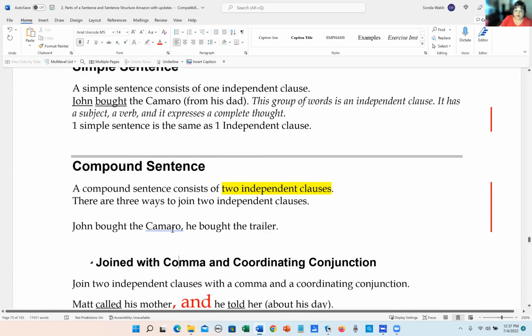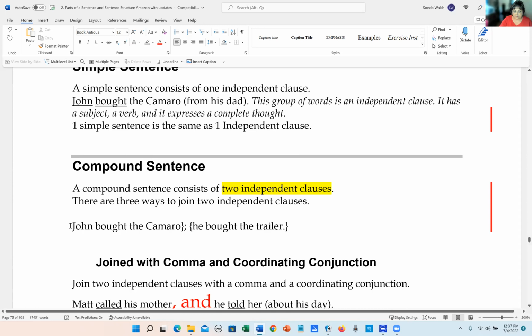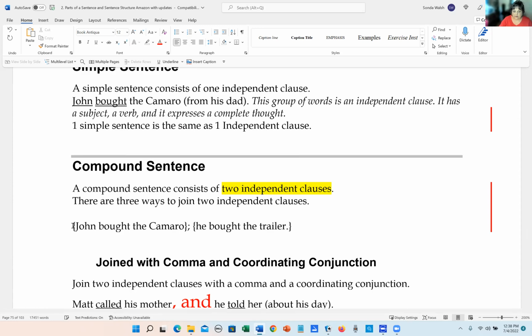Okay. So see how that corrected that? You have to join the two independent clauses. This is an independent clause. Let me put it in brackets so we can see it. He bought the trailer. That's an independent clause. And John bought the Camaro. That is an independent clause. And we understand independent clauses.